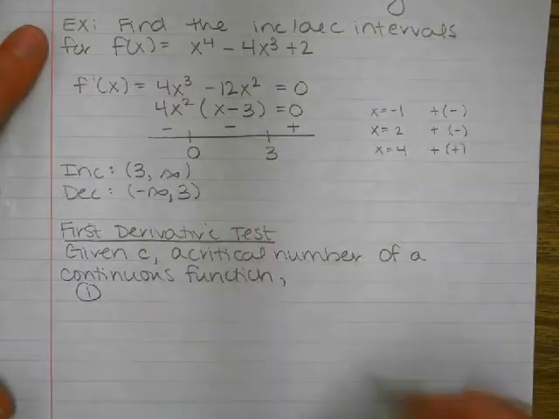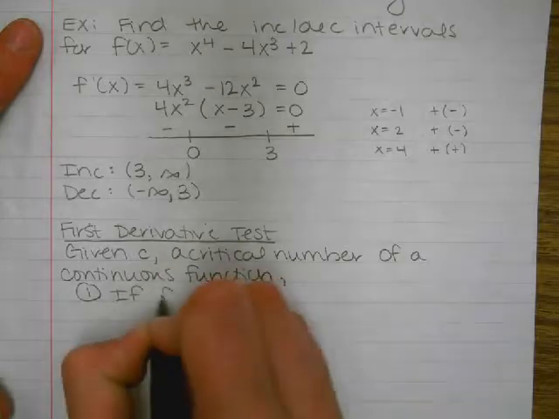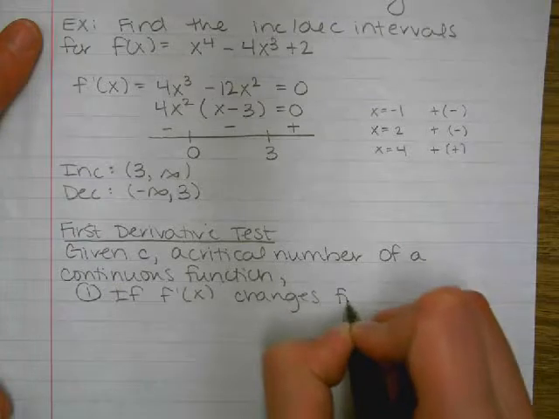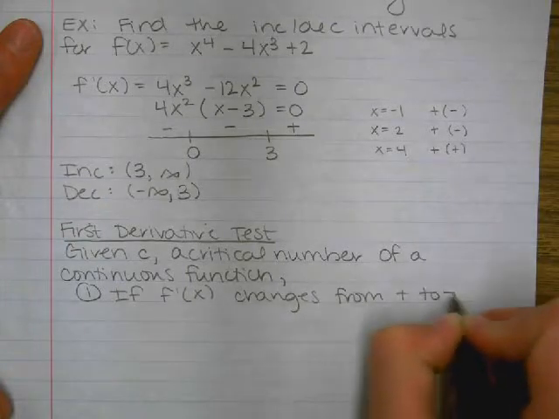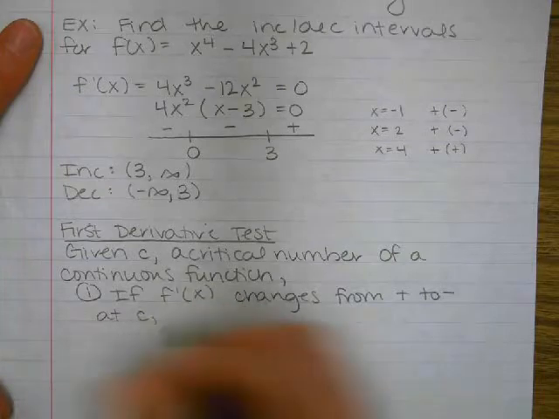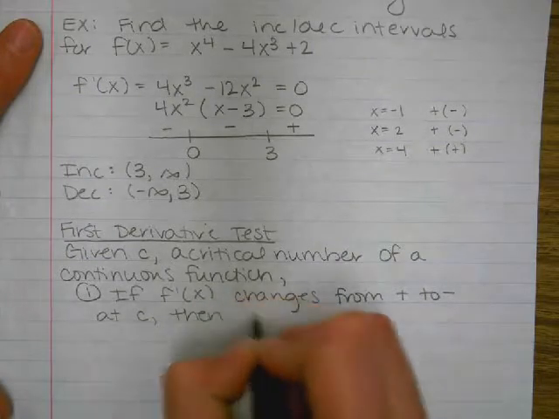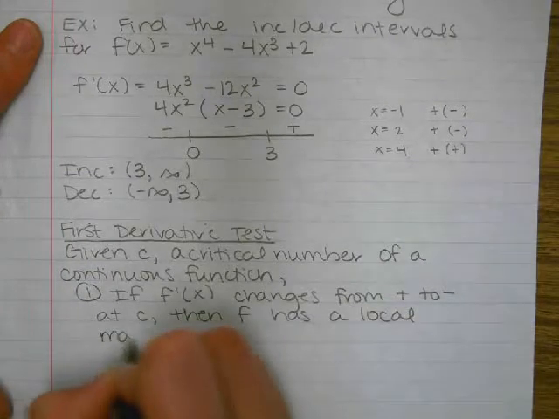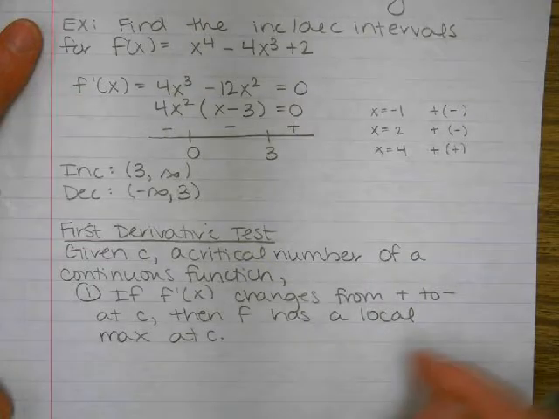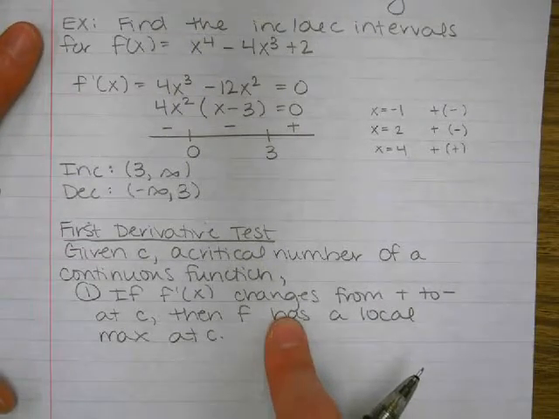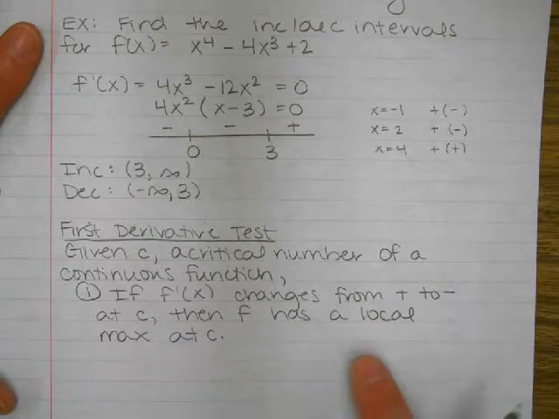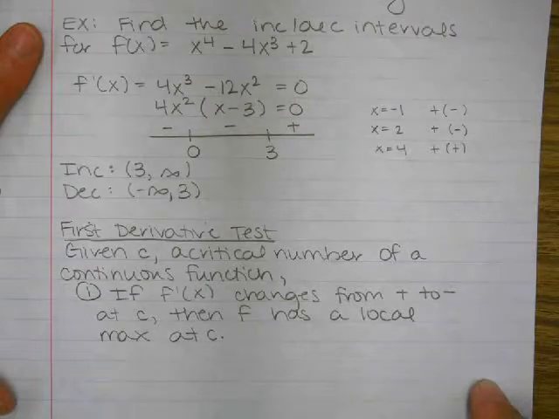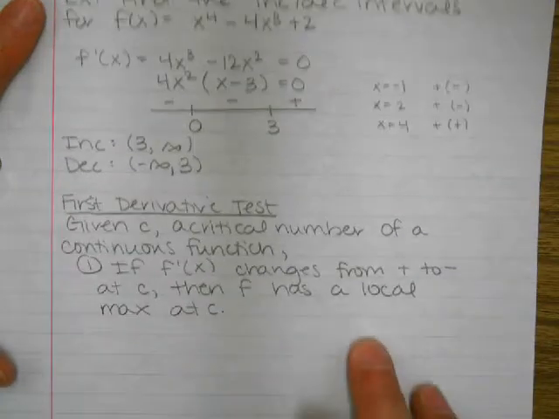Given your critical number, if the derivative changes from positive to negative at the critical number, then f has a local max at that critical number. So if you think about this, if the graph is going up, so the derivative is positive, that means the graph is going up, and then it switches and it comes down again, that would mean that you have a maximum. And that kind of makes sense. That's what we've looked at before.